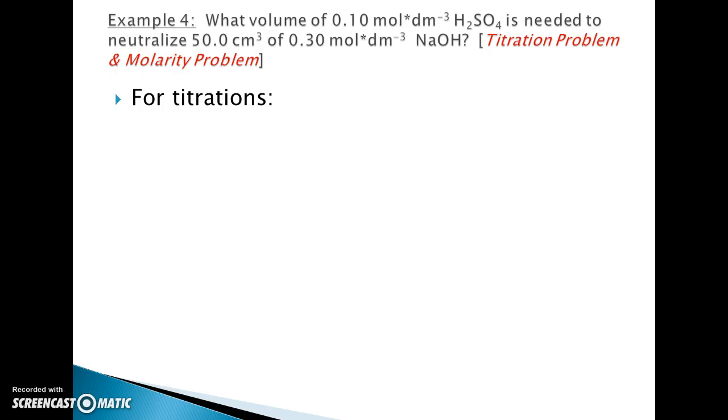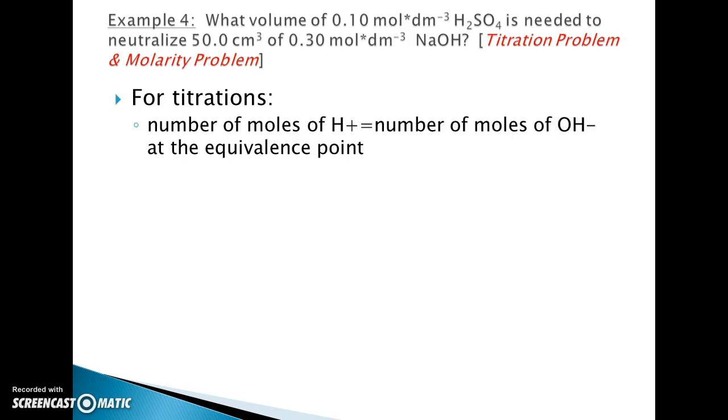Okay, last problem is a titration problem. Now, this says what volume of 0.1 mole per decimeter cubed H2SO4 is needed to neutralize 50 centimeters cubed of 0.3 mole per decimeter cubed NaOH. For titrations, the number of moles of H plus are equal to the number of moles of hydroxide at the equivalence point. So you might remember from Chem 1 when we did titrations, the color changes at the equivalence point.